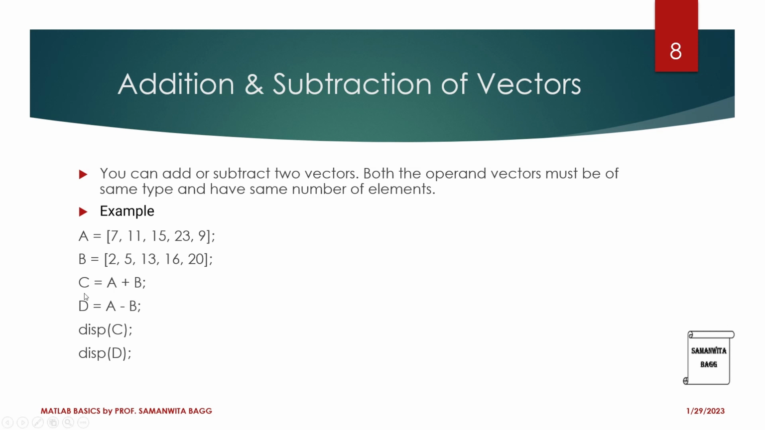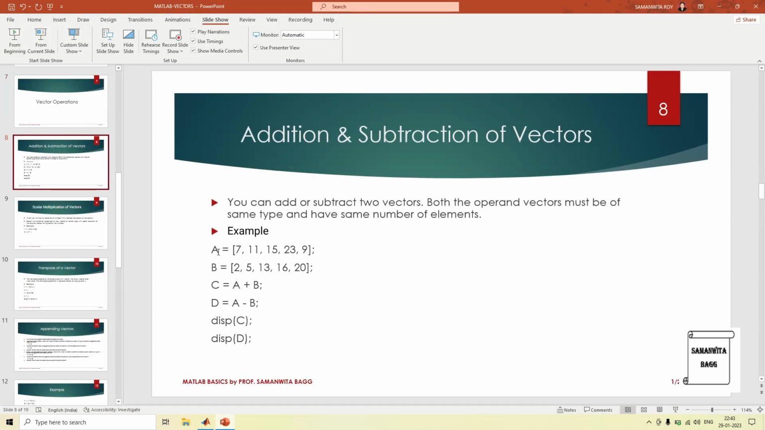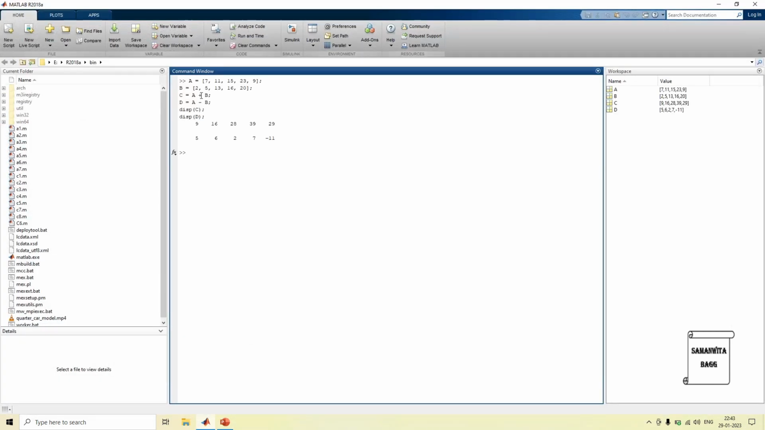Next, if you see, C is the addition of A and B and D is the subtraction of the two vectors. Display C will display the result and display D will display the result of A minus B. So let's take this into MATLAB and see the result. You can see here, this first one is C, that is displayed A plus B, and this is D, that is displayed A minus B.